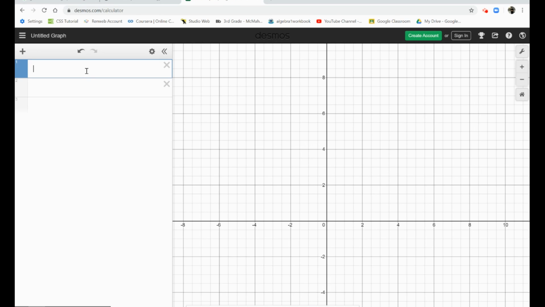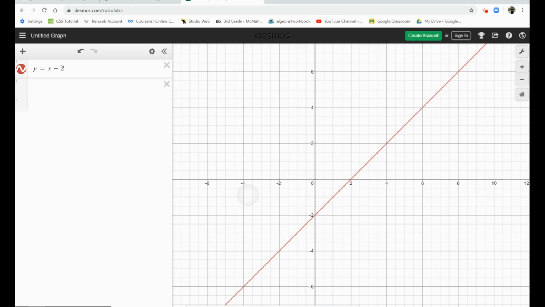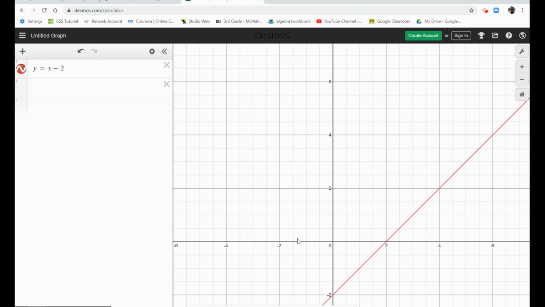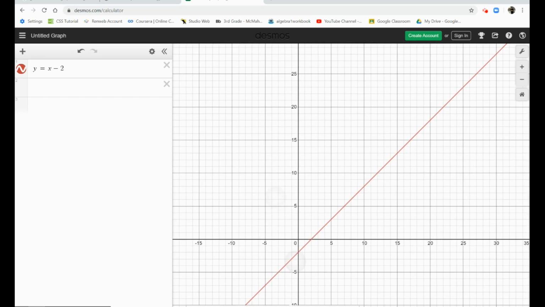We first learned in Algebra 1 a linear equation. Let's say y equals x minus 2. As you can see here, here's an equation. This is a linear equation. It's a nice straight line. Whoops, let me zoom, sorry.